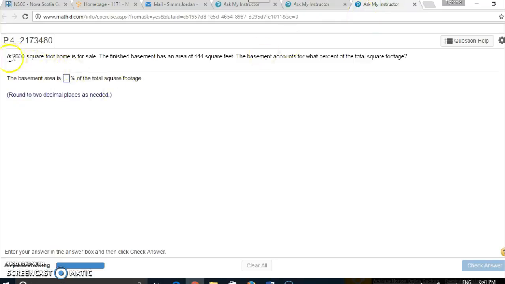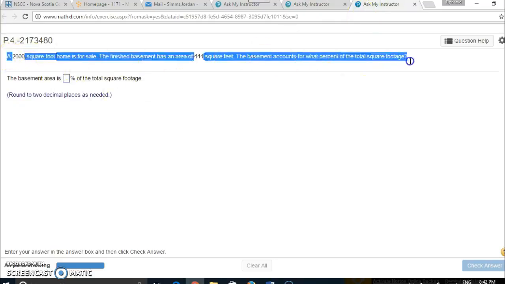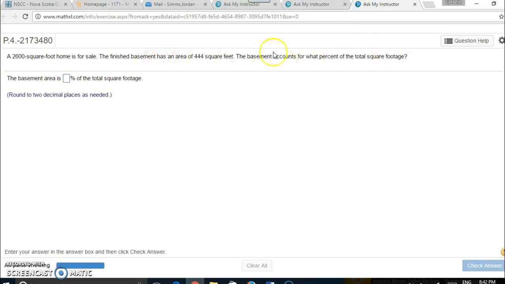Last one. This one was a customized question that we used. That's why there's no other question help. It's basically an instructor at the community college created this question. That's why it has this weird number here. But basically, again, it's just using a proportion.